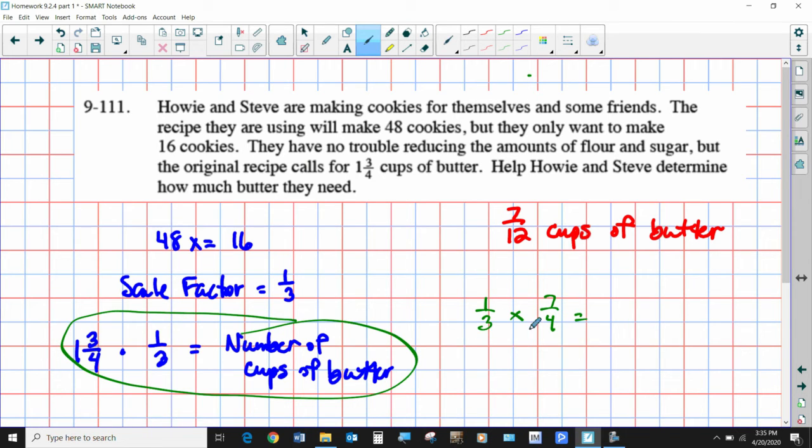Nothing can simplify here or cross cancel, so we just multiply straight across, and you get 7 twelfths of cups of butter, and good luck measuring that using teaspoons or cups or whatever. Just throw in a stick. I'm sure that's going to be fine.